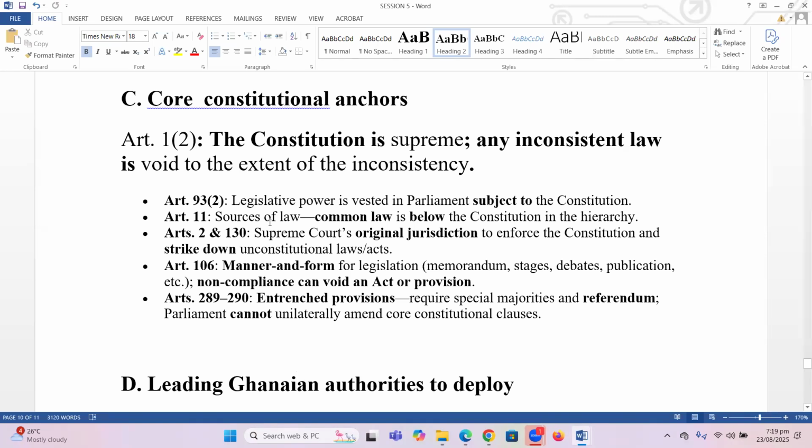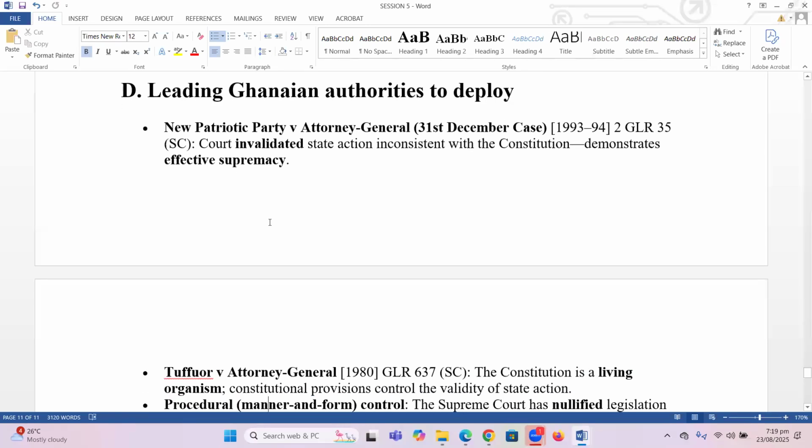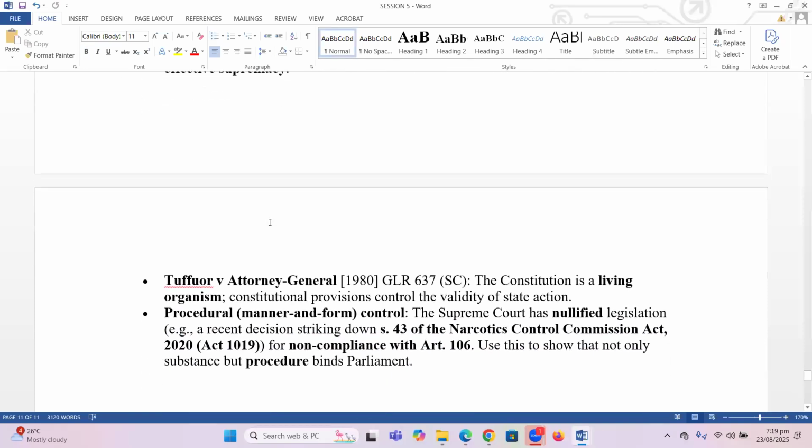So all these things are indications of the fact that what Clause 10 said does not apply to our Parliament. So, of course, remember the 31st December case and the recent case relating to Section 43 of the Narcotics Control Commission Act. If you remember, we are told that it did not comply with the strict requirements of Article 106 of the Constitution. And for that matter, the Supreme Court struck it down.